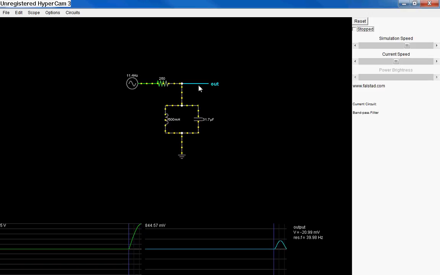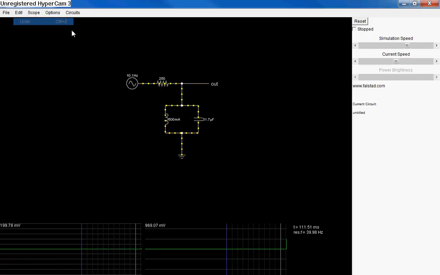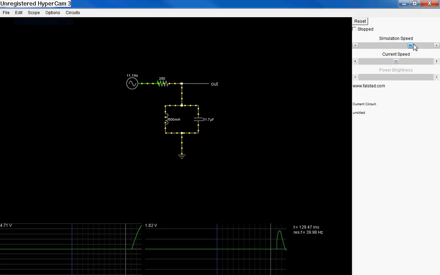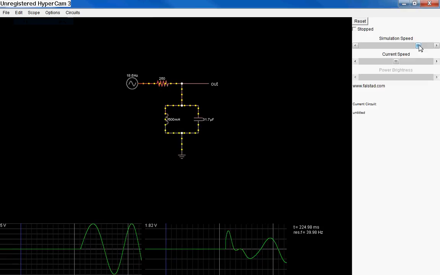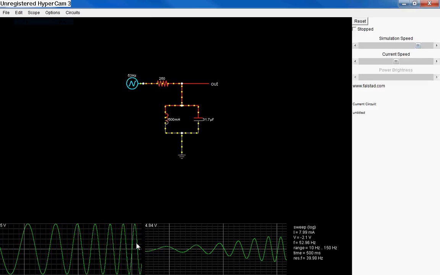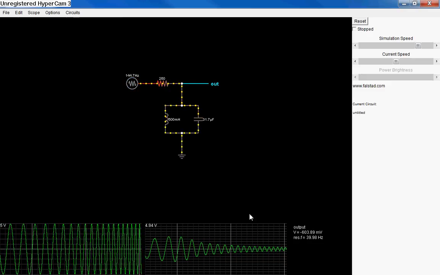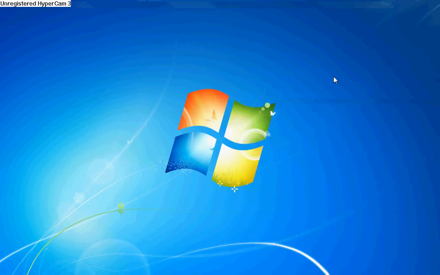This isn't strictly an RC circuit. This is something called an LRC, which we'll talk about later. But you can see, oh, didn't mean to do that. Speed up the simulation a bit. You can see it increasing and then decreasing. It's responding to a very specific band of frequencies. But we'll talk about that later.